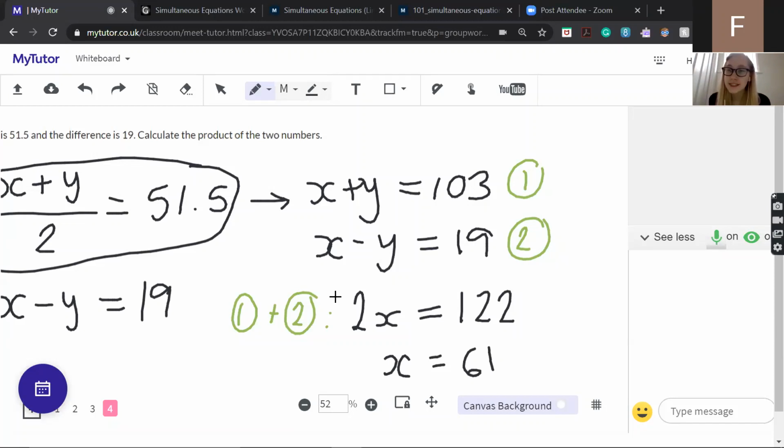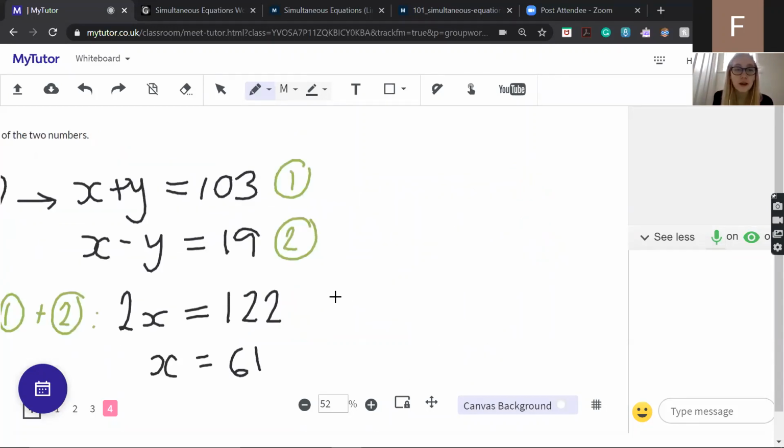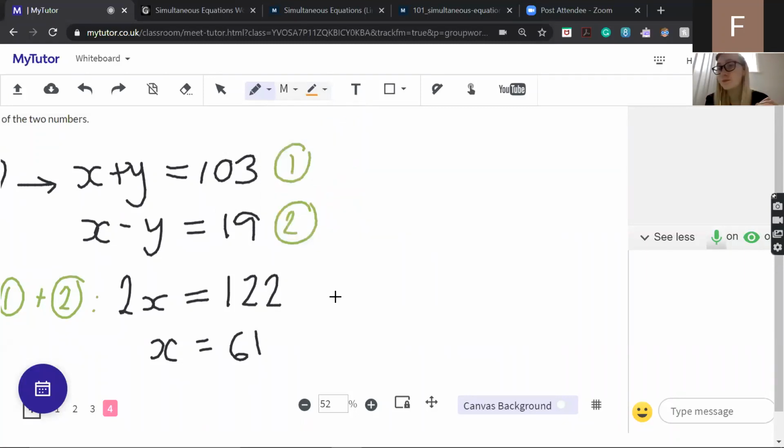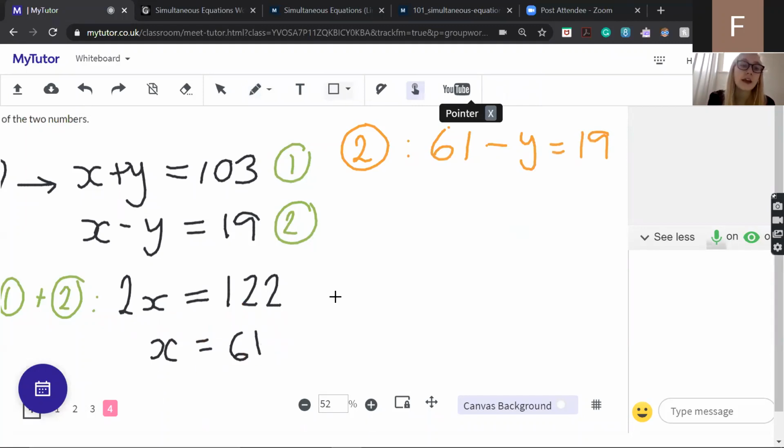And then we can simply substitute this into one of the equations. We can substitute it into either equation. So I'm going to do it into equation 2, because 2 is my favourite number. It really doesn't matter which one. So equation 2 tells us that 61 minus y equals 19. All I've done there is I've taken my value for x and I've popped it in there.